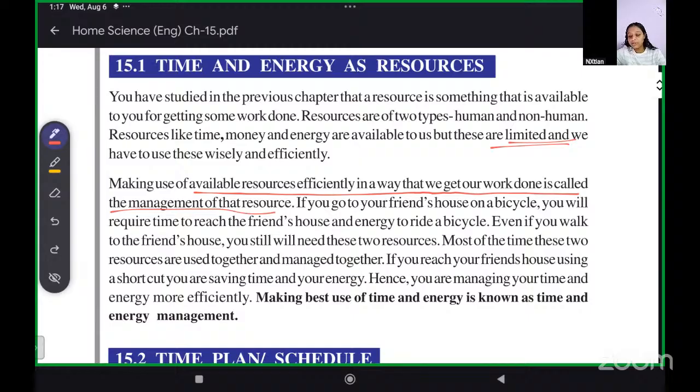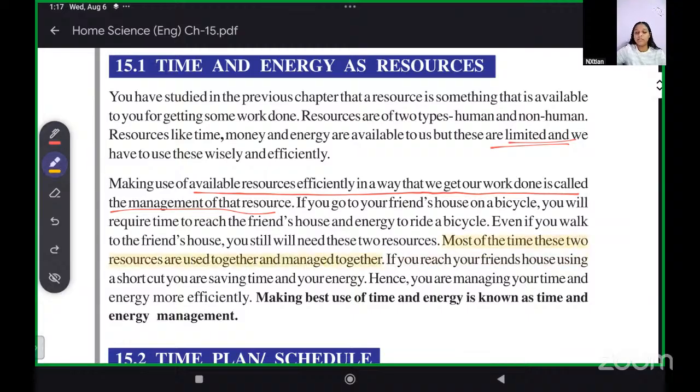If you go to your friend's house on a bicycle, you will require time to reach the friend's house and energy to ride a bicycle. Even if you walk to your friend's house, you will still need those two resources. Most of the time, these two are used together and managed together.